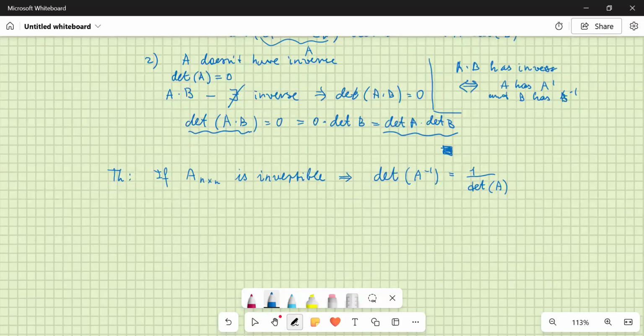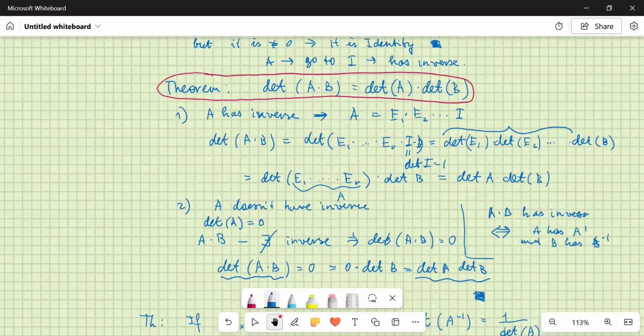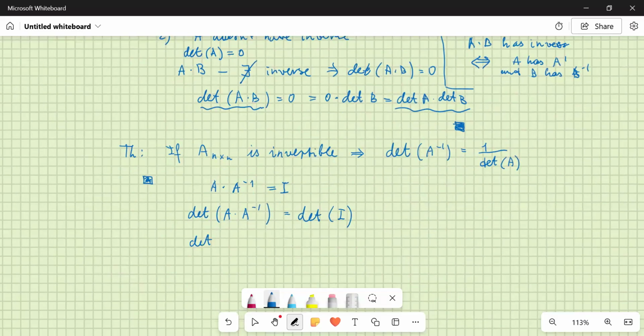I'm going to use the statement that A multiplied by A inverse, because I'm given that matrix A is invertible, equals what? Identity, because it's the inverse. Now I'm going to apply the determinant on both sides. So the determinant here of A and A inverse, and the determinant here. We remember that by the previous theorem, in the red oval, we can distribute the determinant over each matrix and write down the determinant of A multiplied by the determinant of A inverse.